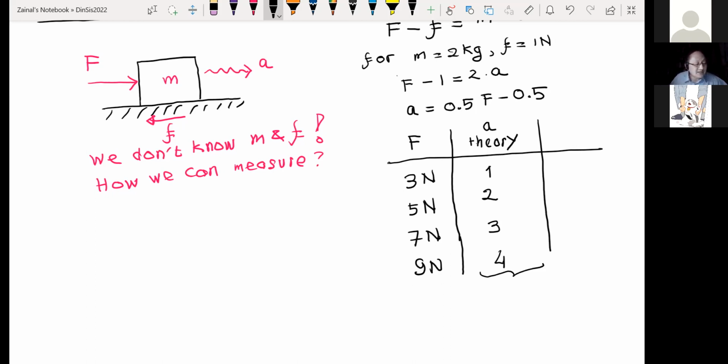What you measure in practice, measurement, most likely what you have is something like this one: 0.8, 2.2, okay, 3.1, and this one, 3.9. Okay, so what you have is this one, and this one, obtained from experiment.